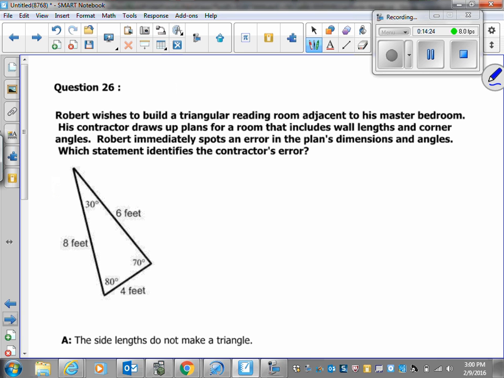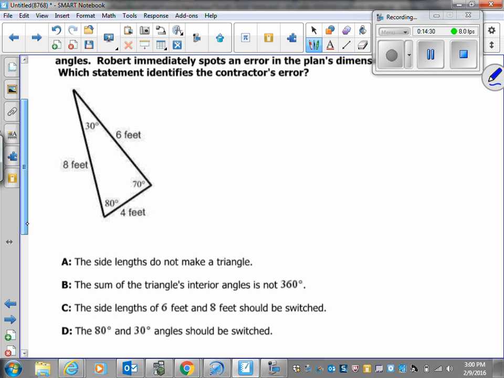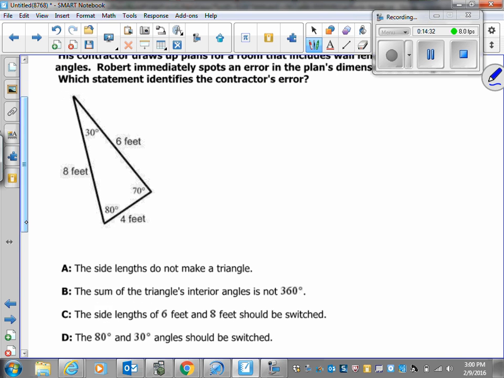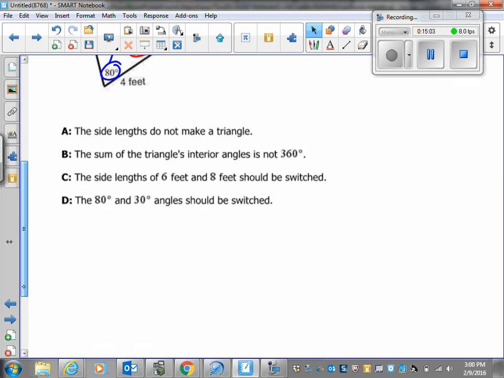Okay. All right, 26. This one is asking you for the mistake. There's an error in the construction, and you're supposed to figure out the error. So take your time, read it, and you should be able to find it. One hint I can give you is just look at the angles. 80 is the largest angle. Opposite to it is what? 6. The smallest angle is 30, and the medium one is 70, and opposite from it. So that's a good hint for you guys to figure out the error.